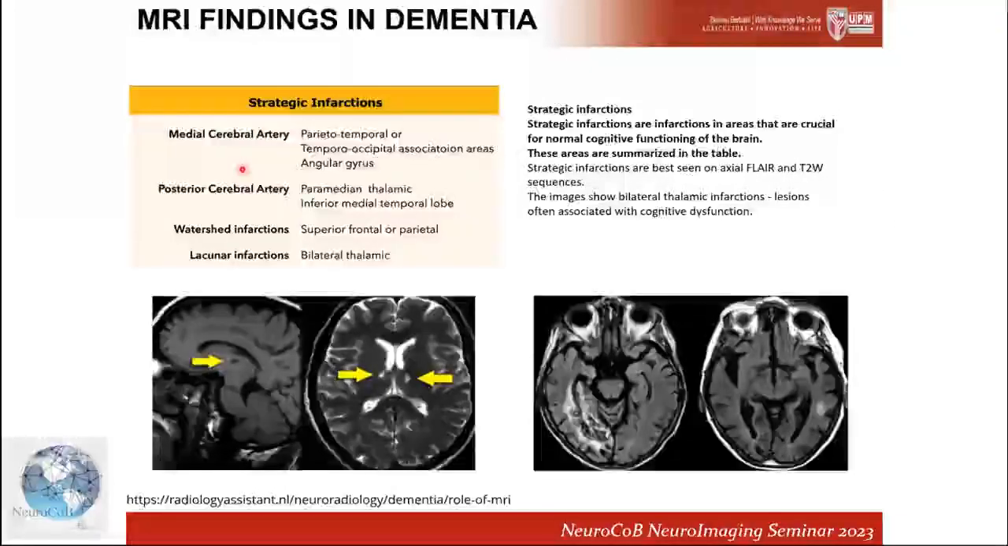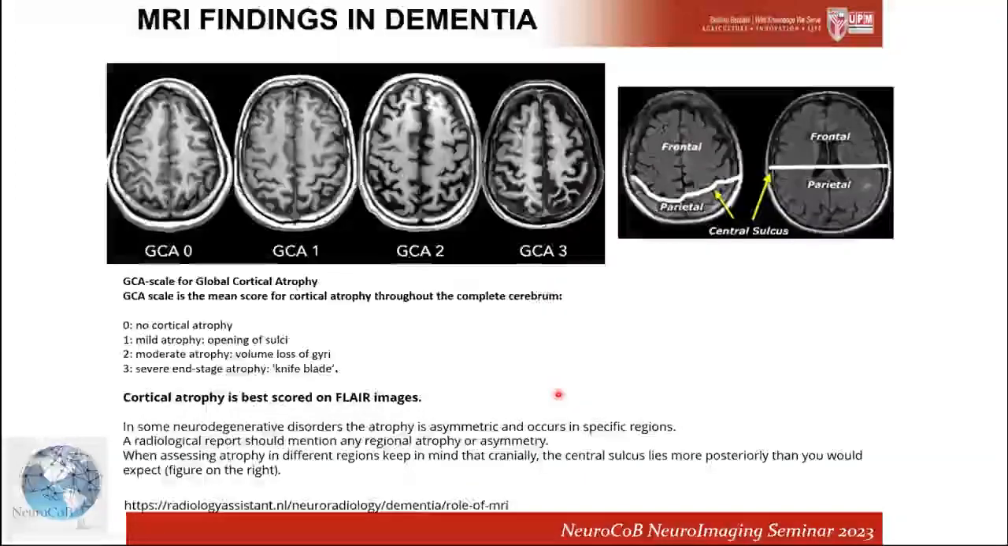So these are the strategic infarctions in vascular dementia. We have to look at whether there is any area of infarction. And the presence of strategic infarctions supports the diagnosis of vascular dementia. This is the GCA, the global cortical atrophy scale. This is how we scale the global atrophy.